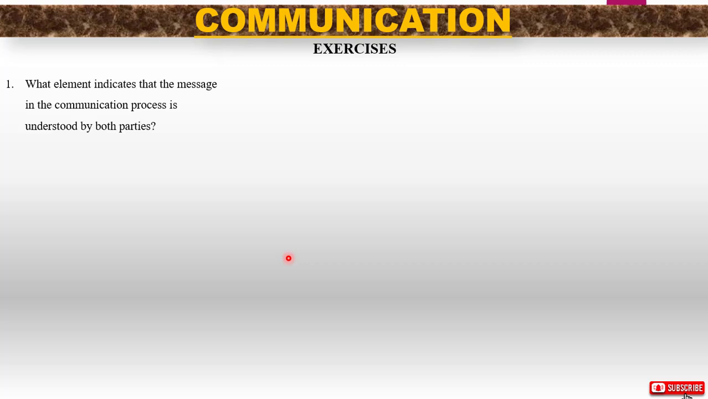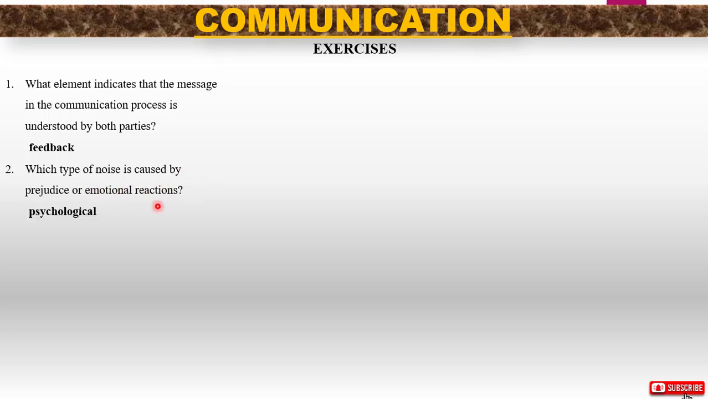Let us solve these questions. What element indicates that the message in the communication process is understood by both parties? Clearly, it is feedback. 2. Which type of noise is caused by prejudice or emotional reactions? Psychological noise. Syntax is a nonverbal form of communication. It is false. What are the nonverbal forms? They are the kinesics, the haptics, the proximics, the chronemics. Syntax is not part. Fatigue can cause which kind of noise? It is physiological noise. It happens within the individual.